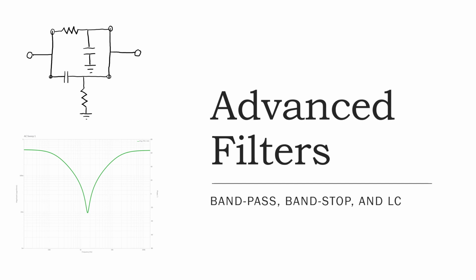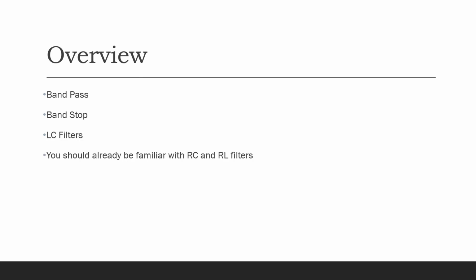Today we're going to talk about some advanced types of electronic filters. We're going to cover three types of filters in this presentation: band pass filters, band stop filters, and LC filters. You should already be familiar with RC and RL filters in order to understand the material in this presentation.